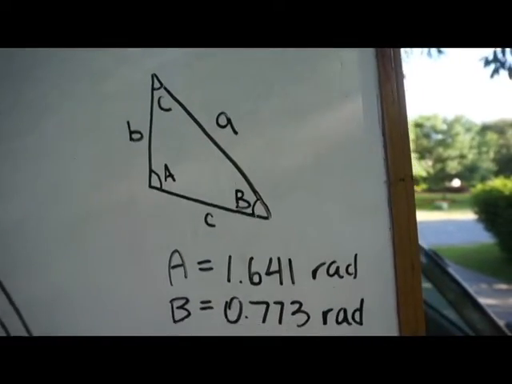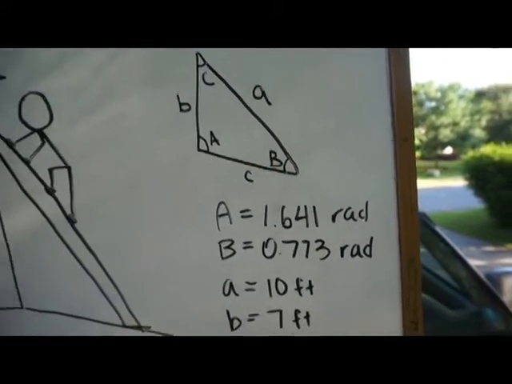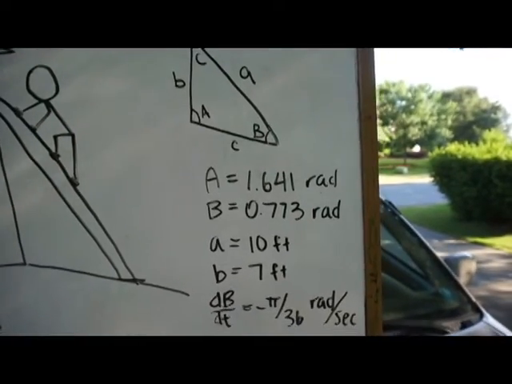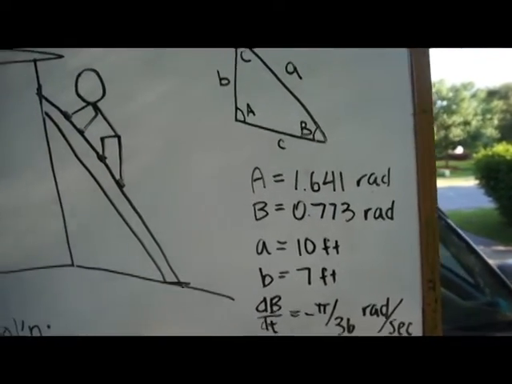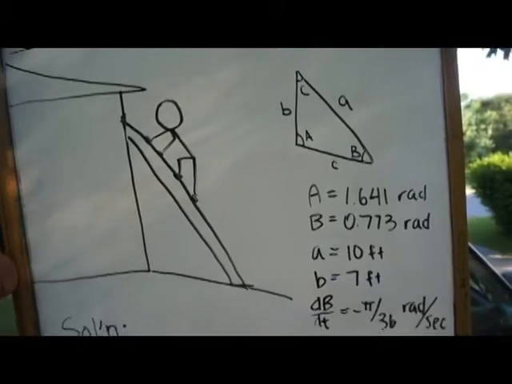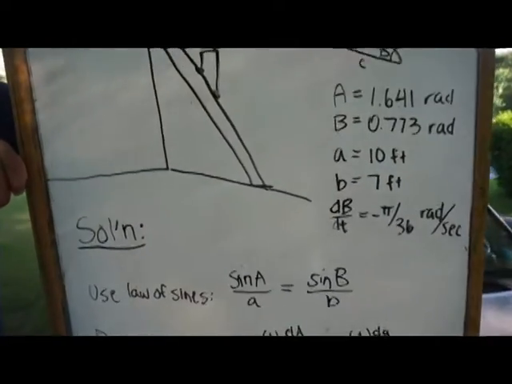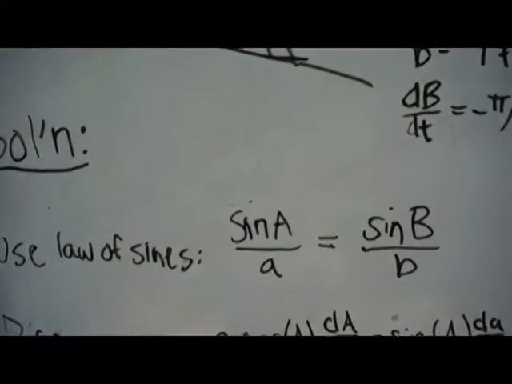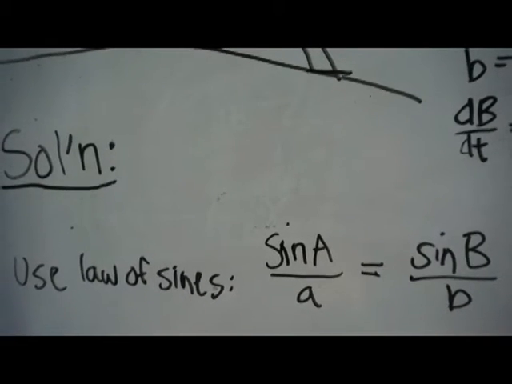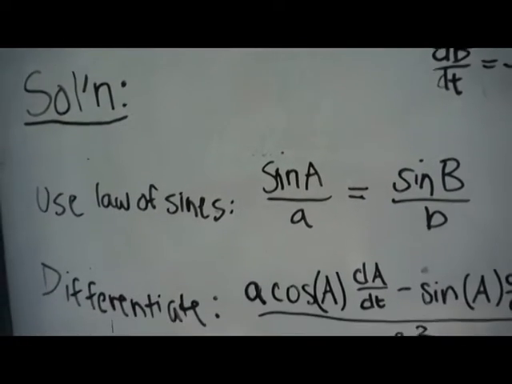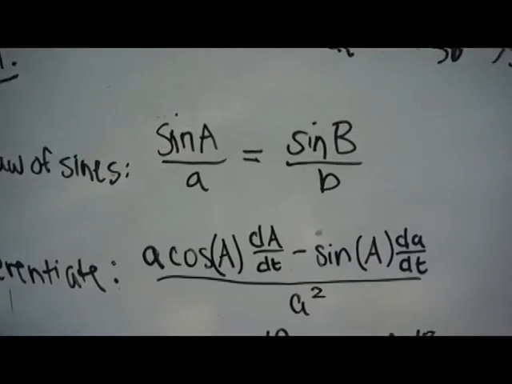The information that you're given is angle A is 1.641 radians, angle B is 0.773 radians. The length of A, or little a, is 10 feet. Length of little b is 7 feet. The angle B is decreasing at negative pi over 36 radians per second.